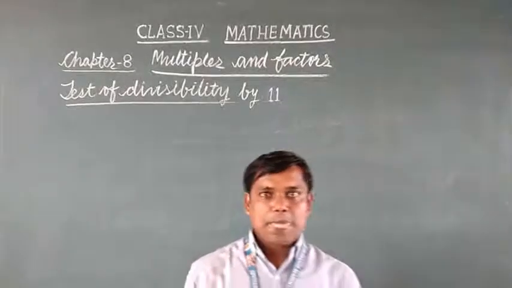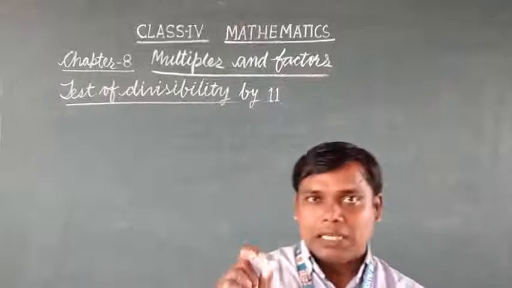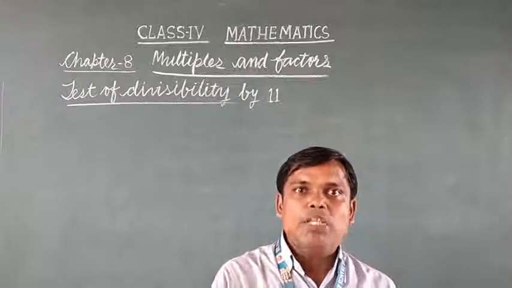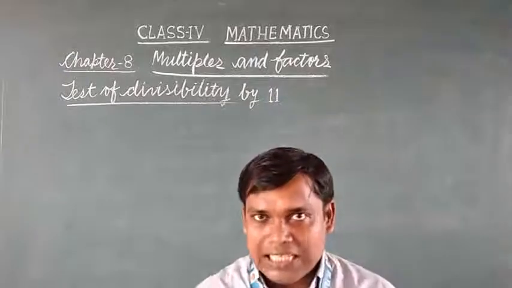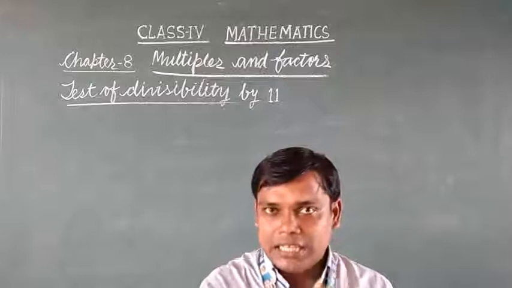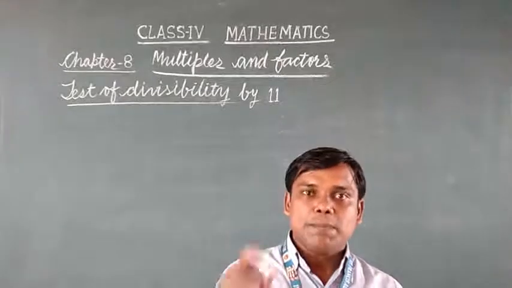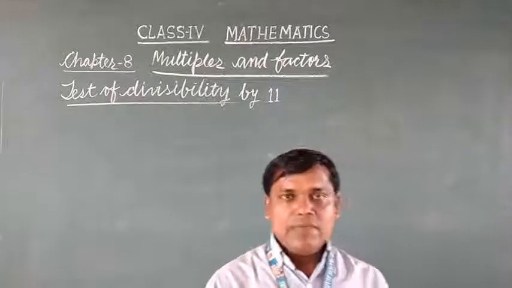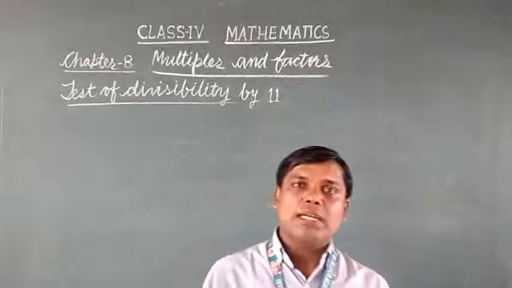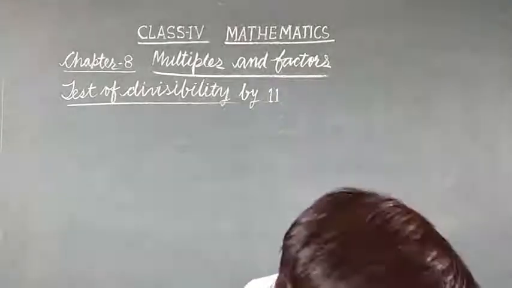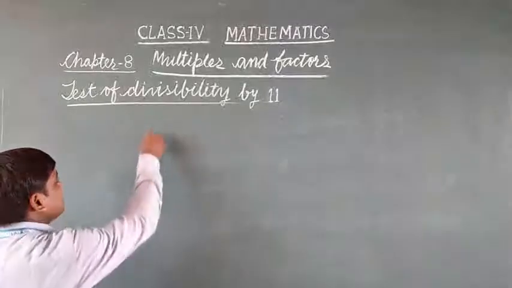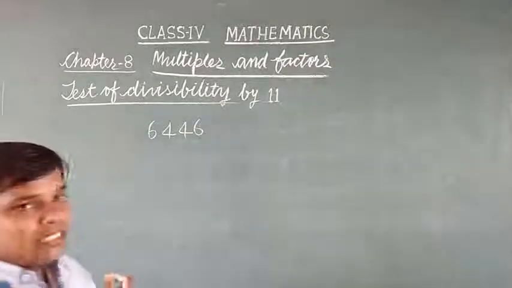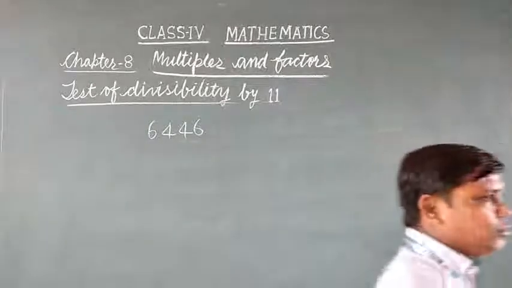Once more I am telling. If we are given a number, we find the difference between the sum of the digits at odd places and the sum of the digits at even places. If the difference is 0 or a multiple of 11, then we say that the number will be divisible by 11. Example, we have 6446. Whether this number is divisible by 11 or not, we have to check it.